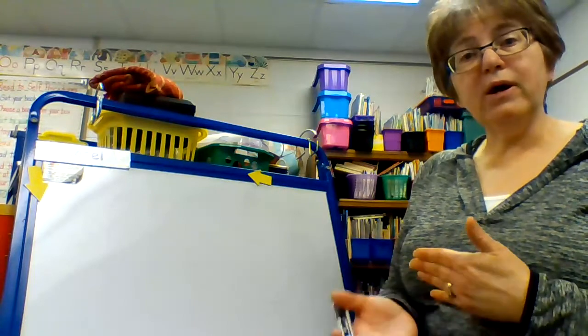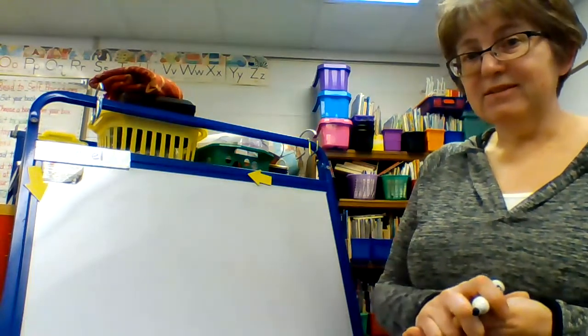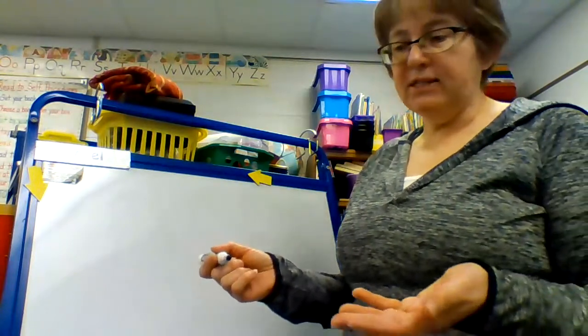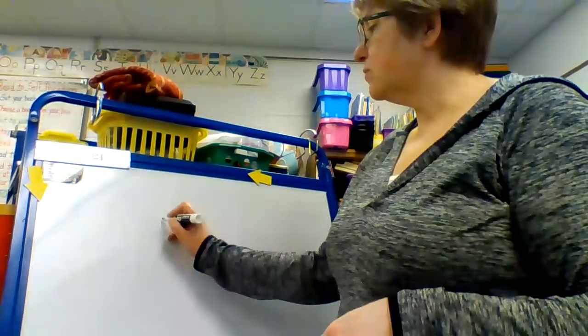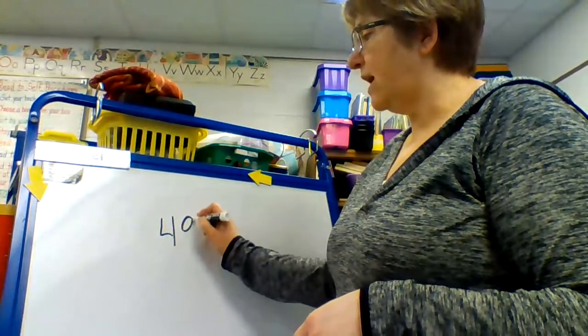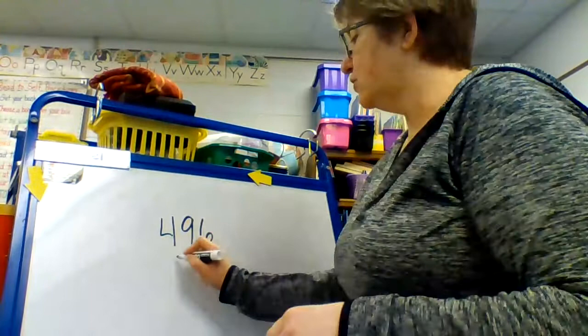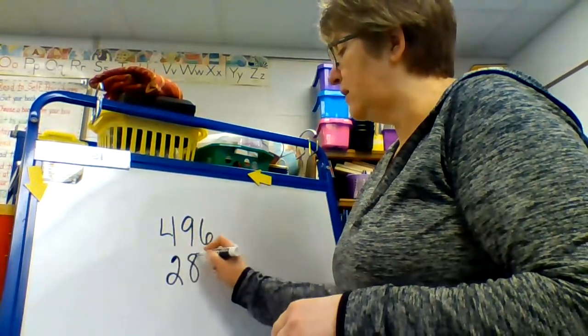All right, so are we going to add or subtract? We are going to add. So we're going to add our numbers together to find our answer. Okay, so let's write 496. That was the birch trees. And 283.